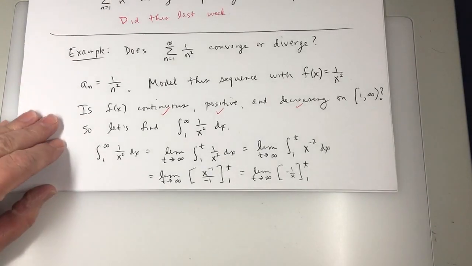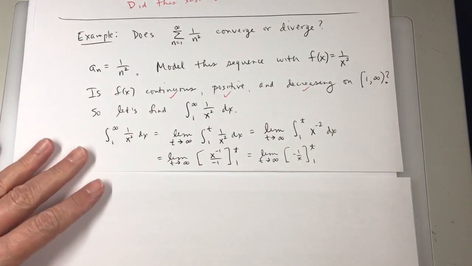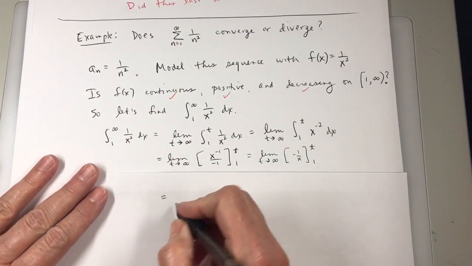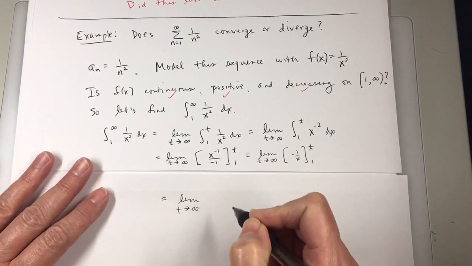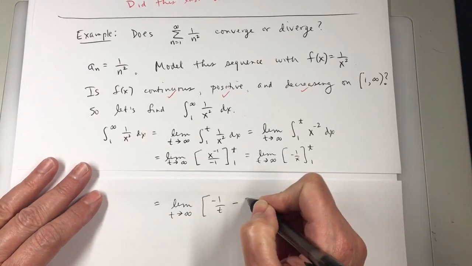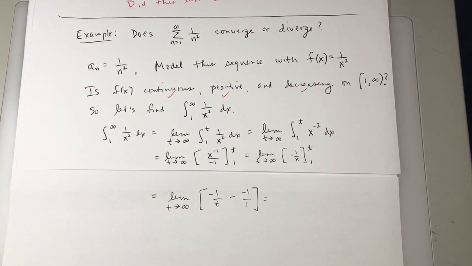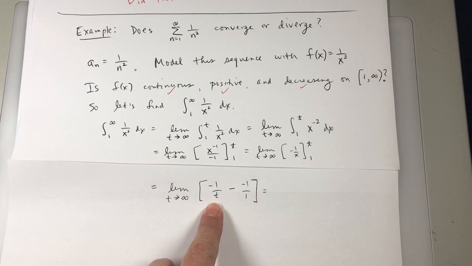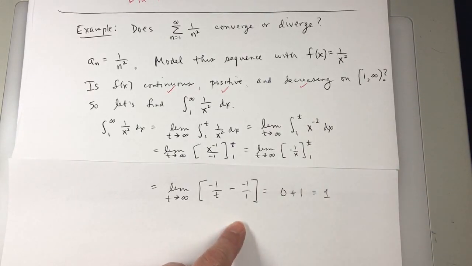We'll plug in the t and the 1. So that's going to be the limit as t approaches infinity from negative 1 over t minus negative 1 over 1. As t goes to infinity, negative 1 over t goes to 0. So this is 0 plus 1, and that's 1.